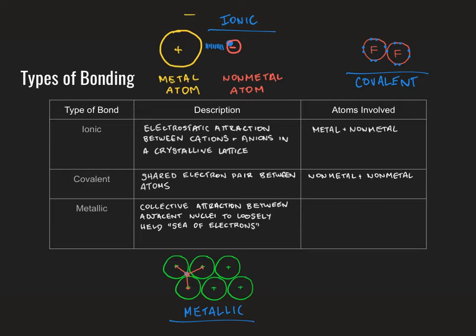Not surprisingly, the atoms involved in a metallic bond are generally pure metallic elements or alloys. Again, an alloy is a homogeneous mixture of metals. Ones that come immediately to mind are things like brass or bronze.